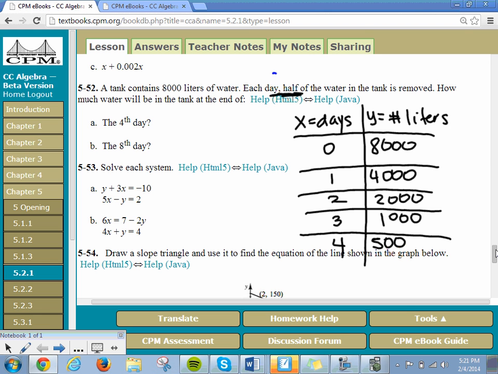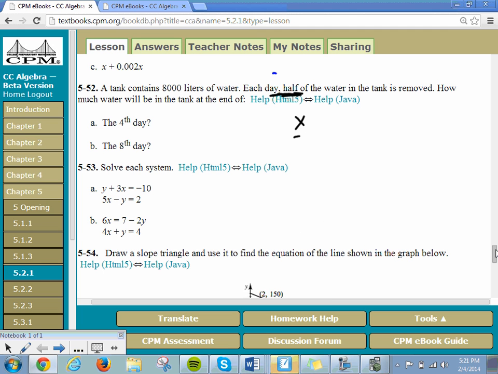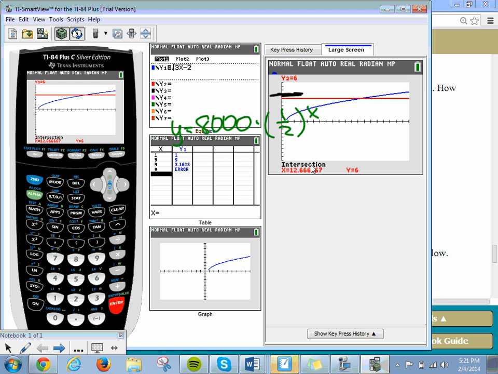So a table is an excellent way to solve it. Hopefully you were able to think of that one. Also, what we can do is write an equation and solve our equation. So to do that, we need to know our starting number. So we know we start with 8,000 liters. And then what are we doing? Well, we're dividing it by half, or really multiplying by 1/2 each day. So the equation that I want to set up is that y is equal to 8,000 times 1/2 to the x.